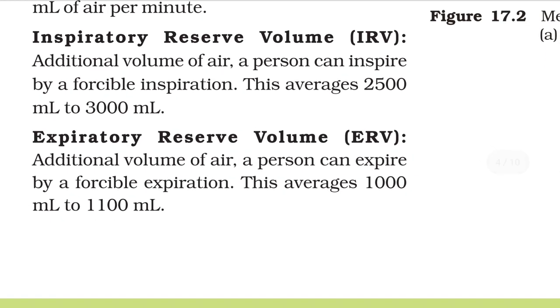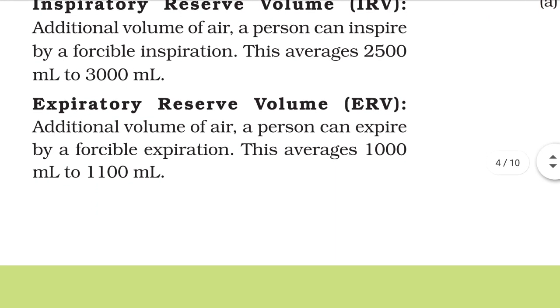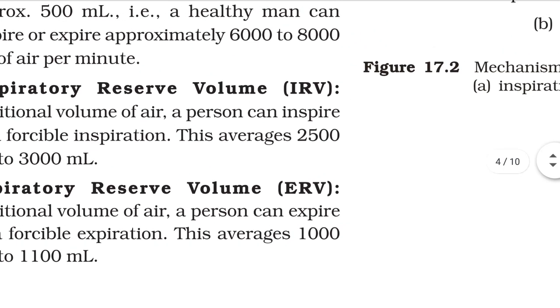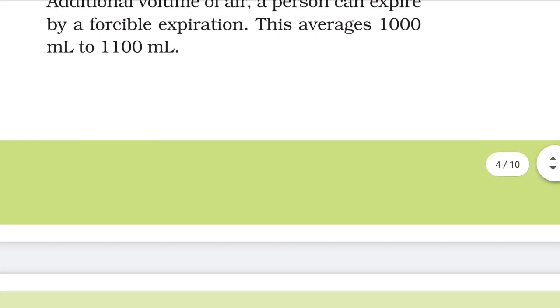Next, expiratory reserve volume. The same: after normal tidal volume expiration, how much amount of air can you additionally expire? That we call expiratory reserve volume. Here they have given, let me read it: additional volume of air a person can expire by a forceful expiration. This average is 1000 ml to 1100 ml. So this is the volume of air expired after a normal expiration.